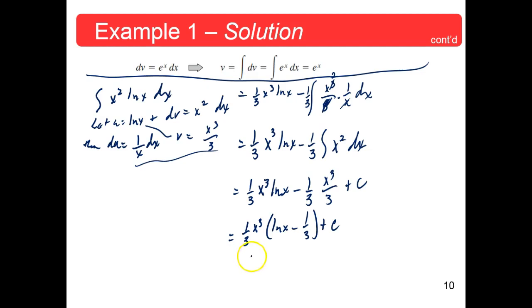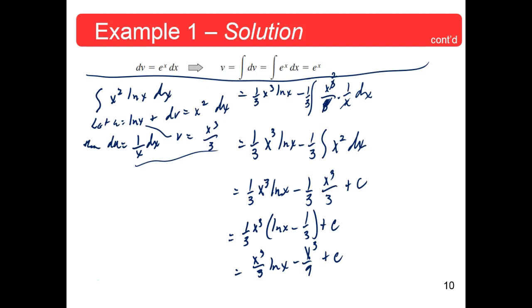But they left it as, they actually wrote the, like I said, x cubed over 3 log x minus 1/9, or x cubed over 9 plus C. Either answer is fine. And I hope I don't grind this into the ground too much, but to me, well, multiply those two together. That's a perfectly good answer. That is a perfectly good, correct answer.